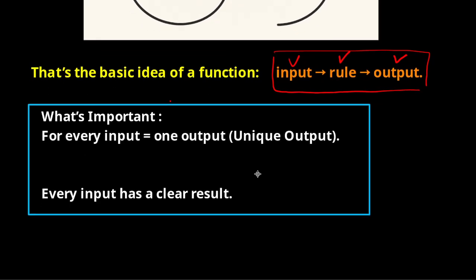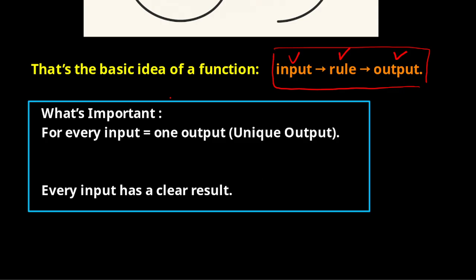in different situations. So here is a key point of what's important. For every input, you must have one output, and we say that it is a unique output. So in mathematics, we define a function: for every input, we have a unique output, and unique output means we must have one output for every single input. So you can't have two outputs for a single input. Every input must have a clear result.